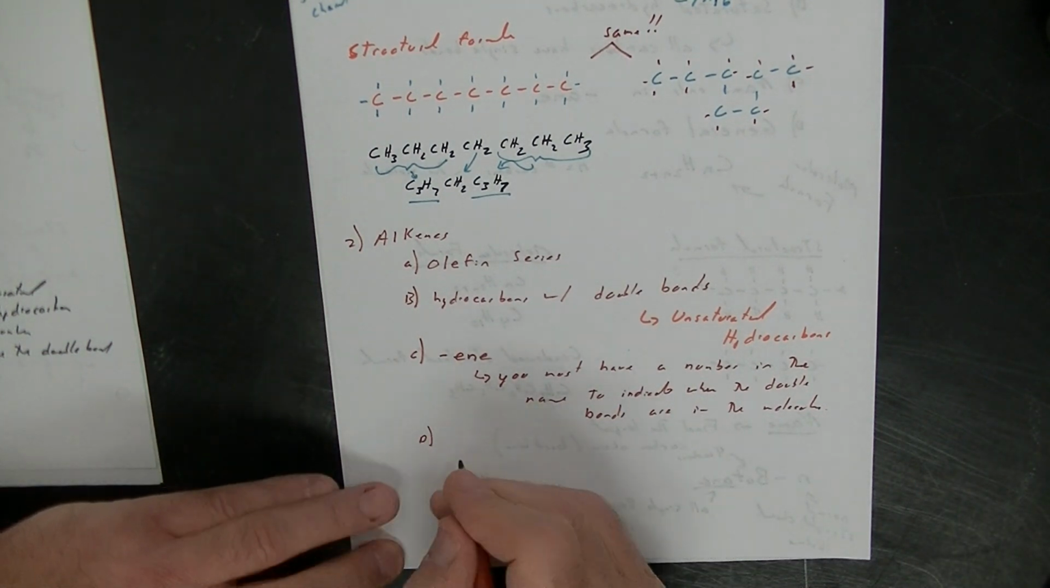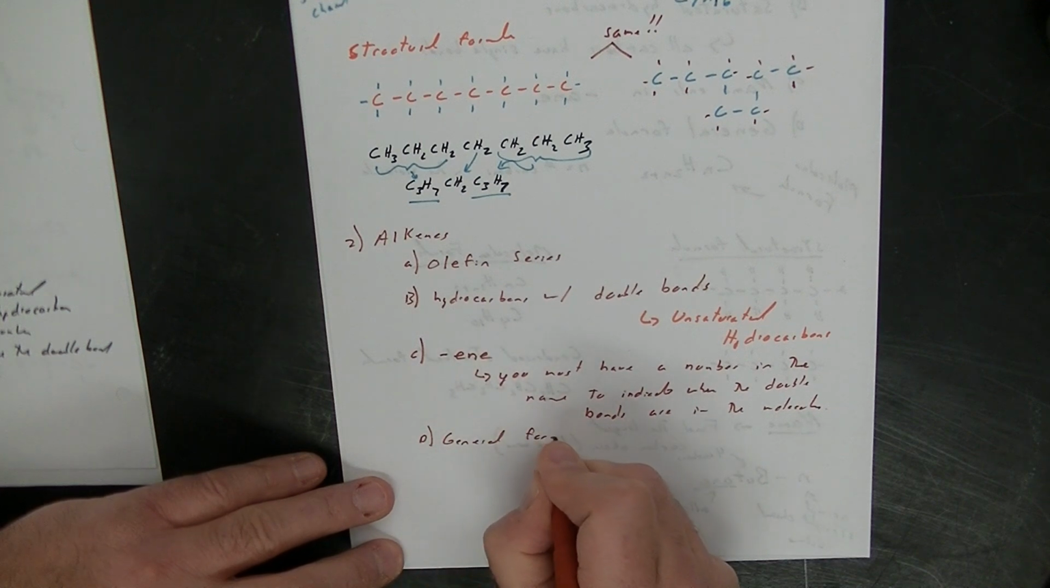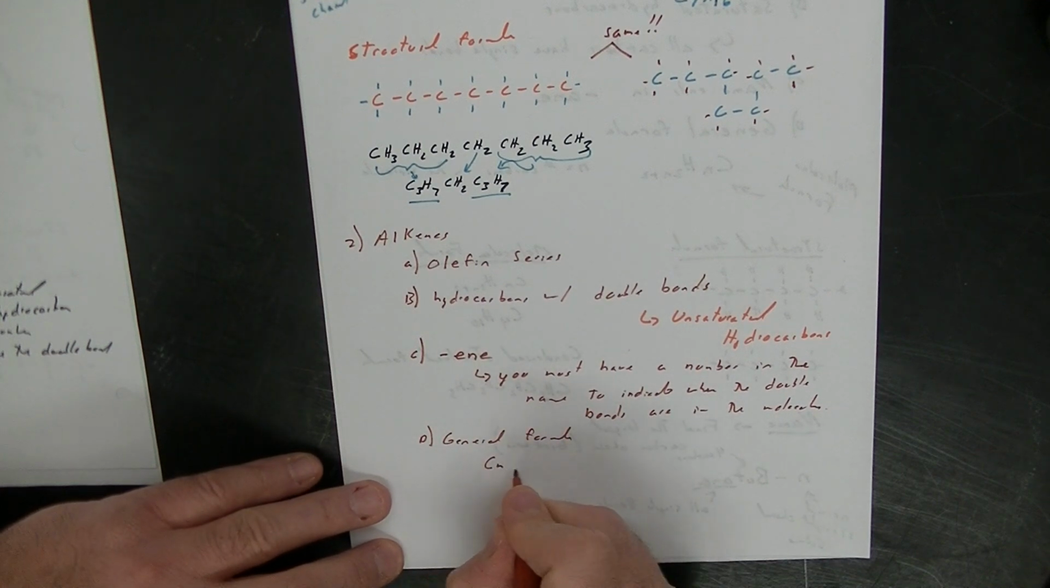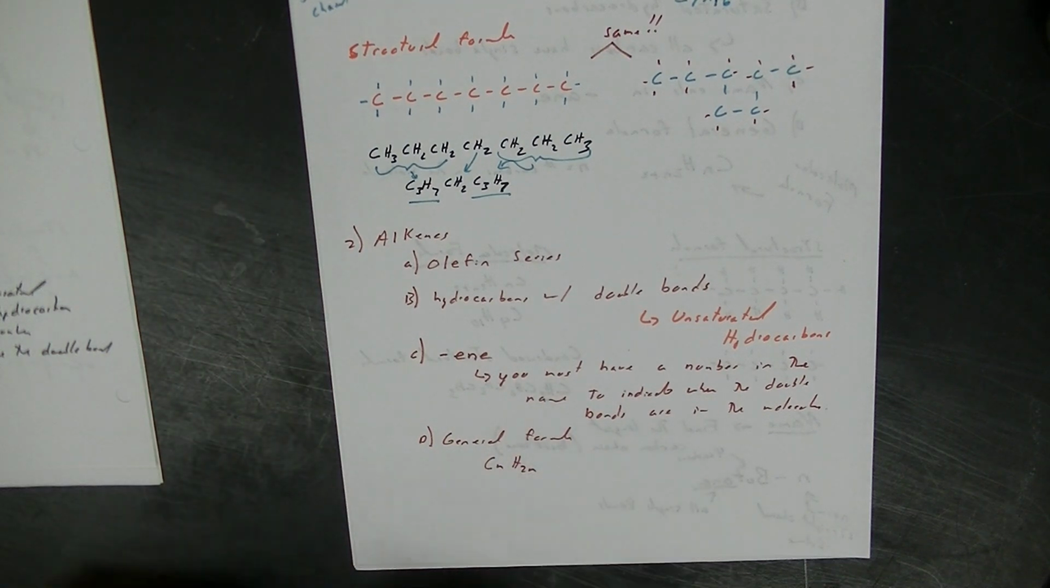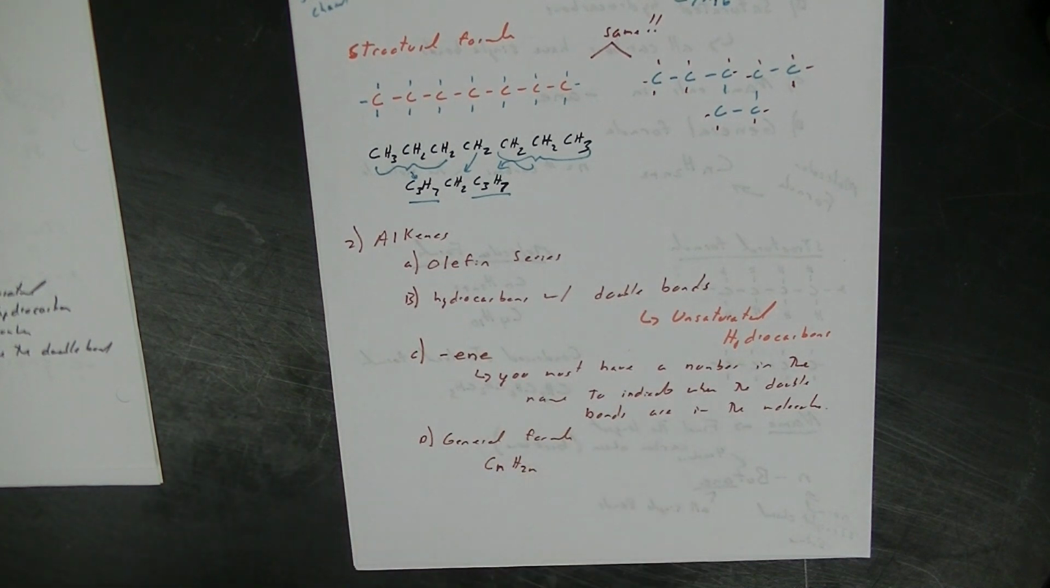The general formula of this group is C to the N, H to the 2N. And again, N is the number of carbons. So we can come up with our molecular formula with this guy.